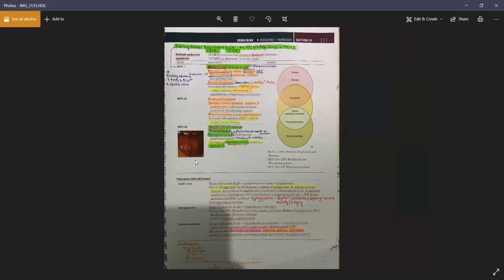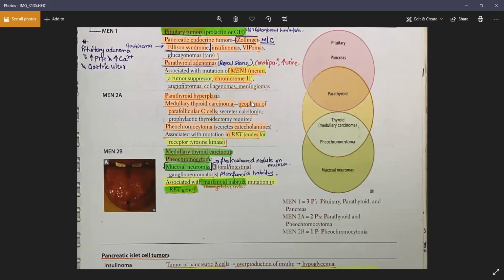What does VIPoma present with? It will present with diarrhea. The secretions will be increased. You will get a secretory type diarrhea. Very importantly, you will get hypokalemia, and you will get dehydration. Mostly diarrhea will be the prominent symptom, and because it is a secretory type of diarrhea, you will get diarrhea even in the night while sleeping.